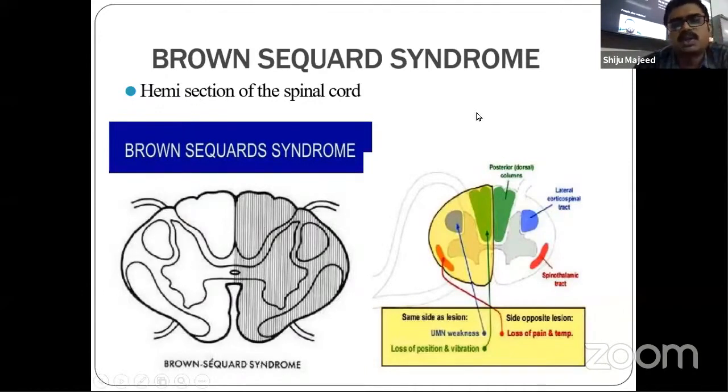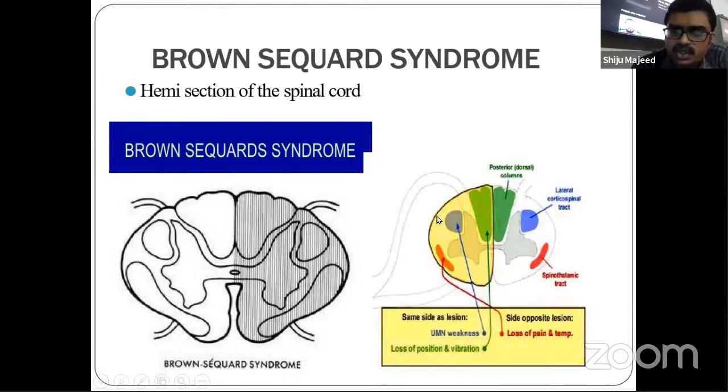So in Brown-Sequard syndrome, half of the cord becomes involved, like a hemisection of the cord. So in a hemisection, on the side of the lesion, suppose the lesion is on the left side, the patient will lose all the posterior column sensations: loss of position and vibration. The motor loss will be on the same side, and pain and temperature, because those fibers cross from one side to the other, will be lost on the opposite side.